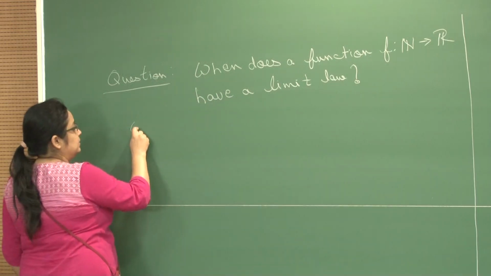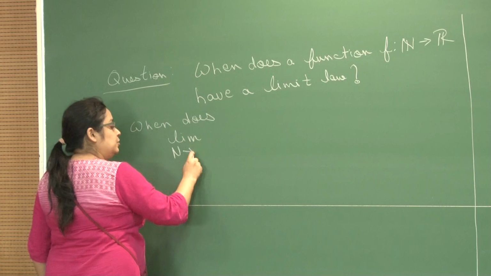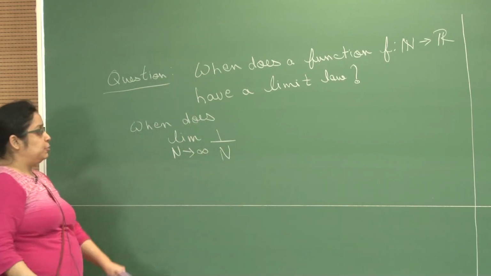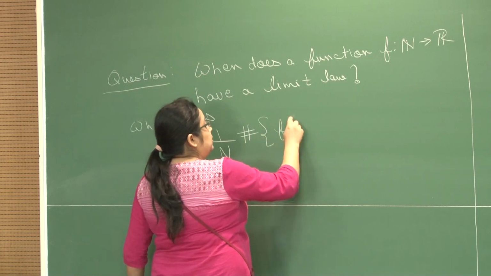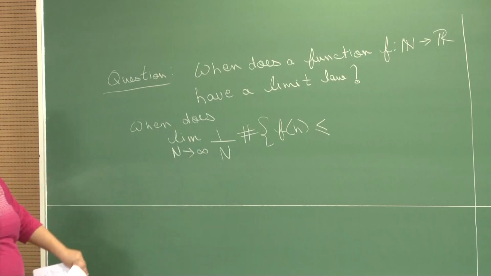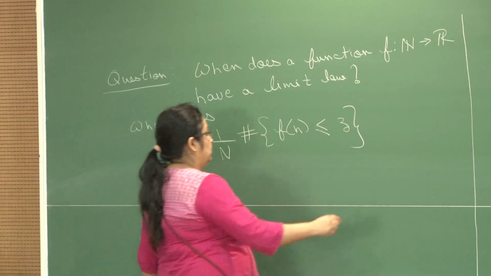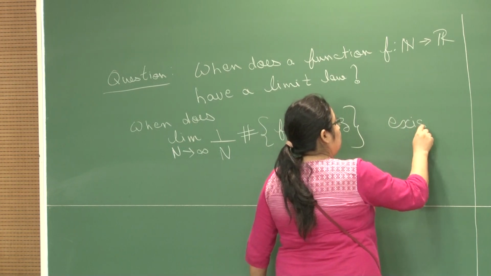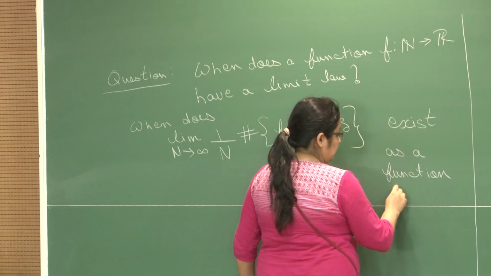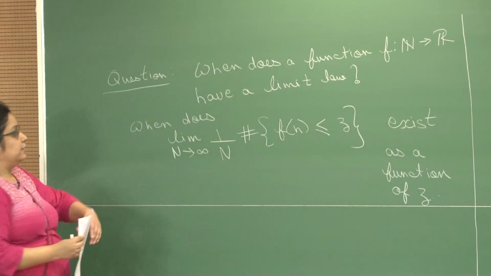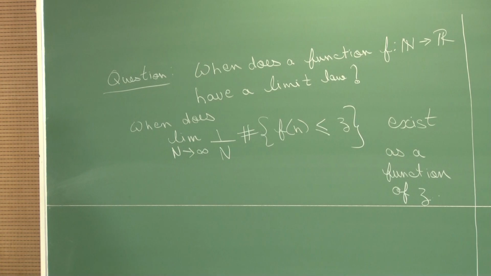In other words, when does the limit as n goes to infinity of the proportion of natural numbers up to capital N for which the values f are less than or equal to z, so in terms of z, okay, when does, for every z, this limit exist, and whether this can be expressed as a function is the question that we are asking.